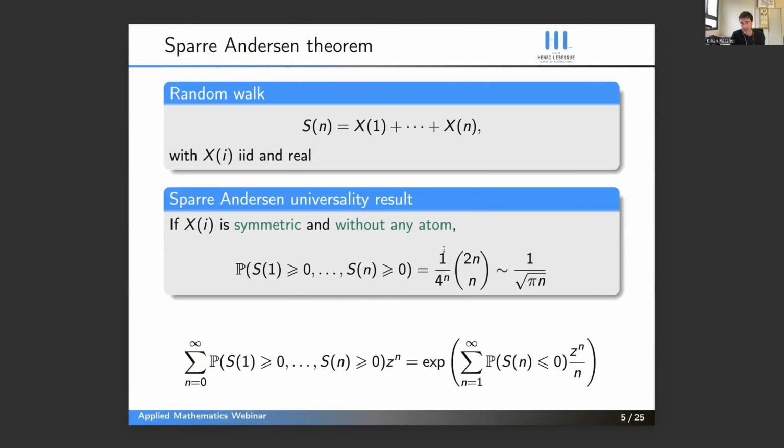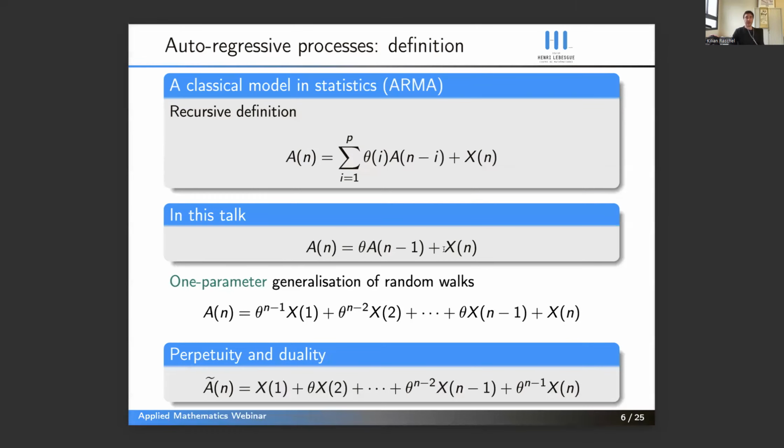And what we did with my colleagues is to find another class of model, a bit more general, for which the Sparre Andersen result wasn't known. And it's exactly this class of model which I will now introduce. It's called autoregressive processes, or sometimes AR for autoregressive. It's a very classical model in statistics and also in probability. And there is this recursive definition.